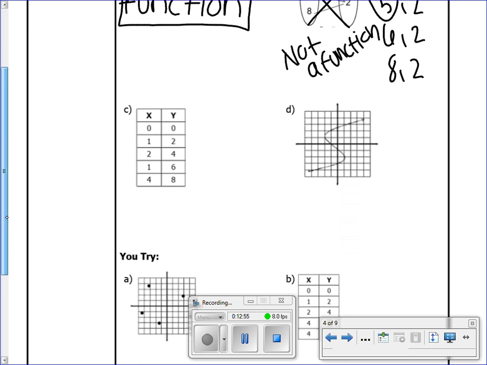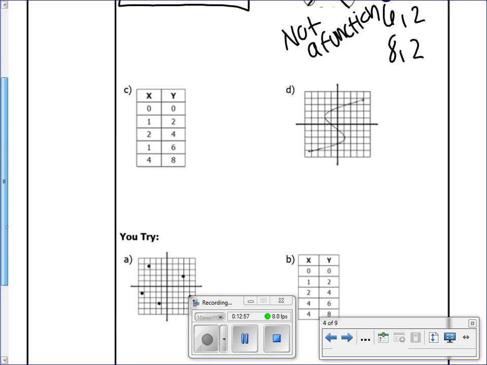If we look at letter C, we have a table of values. Really easy. It's clear cut. Our left column is x, our right column is y. And I'm looking to see, do my x values repeat? 0? No. 1. 1 goes to 2, and then if I go down here, I see another 1. 1's going to 1 and 2 and 1 to 6. That is not a function.